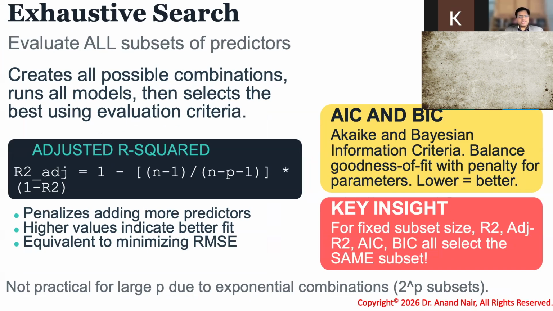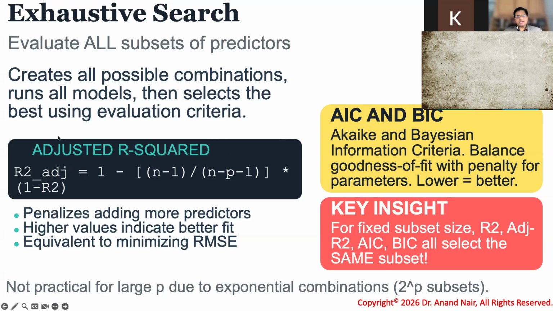We'll go over each of these. The technical side and the Python program side has already been done, and you can take a look at that in the reading as well as the video. But exhaustive search looks at all subsets of variables, right? If we have 5 variables, there can be 2 raised to the power 5 different subsets. So it creates all possible combinations, runs all the models with these combinations, and then selects which one results in the best metric. The metrics are adjusted R-square, AIC, which stands for Akaike Information Criterion, and BIC, which stands for Bayesian Information Criterion.